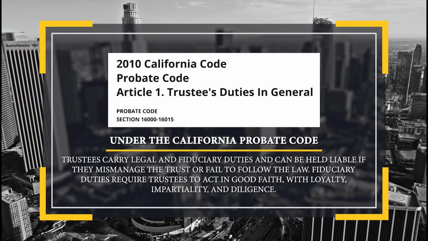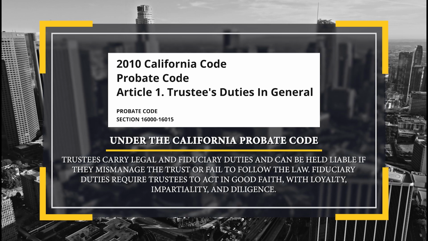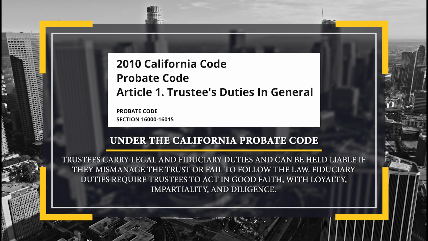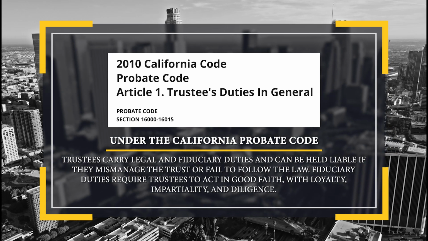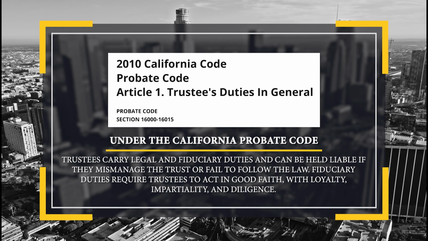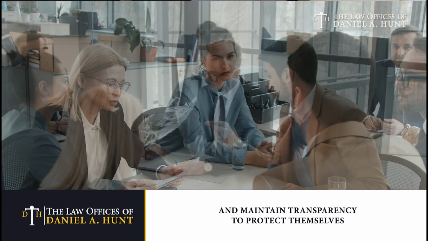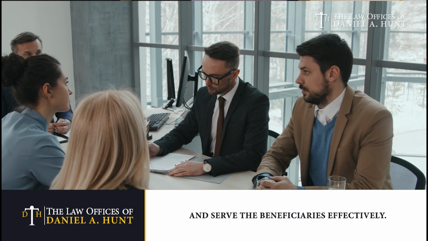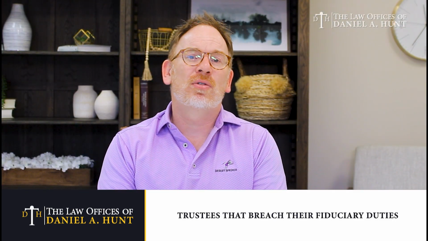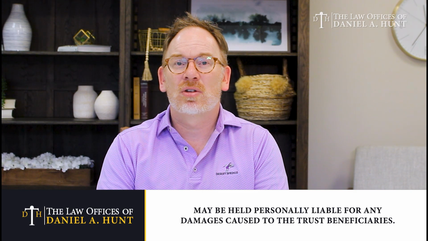Under the California Probate Code, trustees carry legal and fiduciary duties and can be held liable if they mismanage the trust or fail to follow the law. Fiduciary duties require trustees to act in good faith with loyalty, impartiality, and diligence. It's crucial for trustees to keep thorough records, document all transactions, and maintain transparency to protect themselves and serve the beneficiaries effectively. Trustees that breach their fiduciary duties may be held personally liable for any damages caused to the trust beneficiaries.